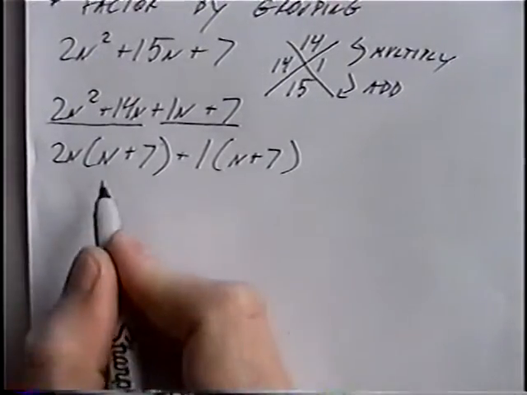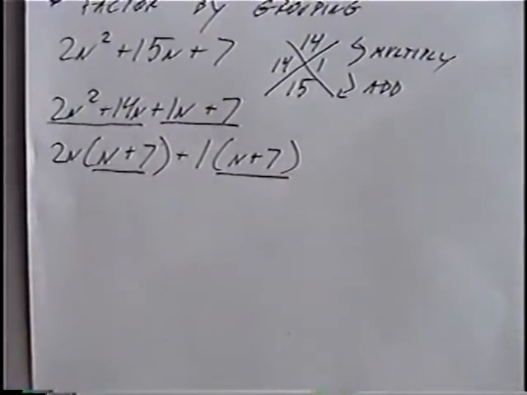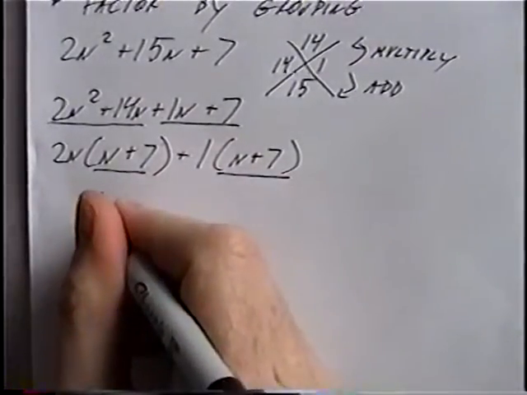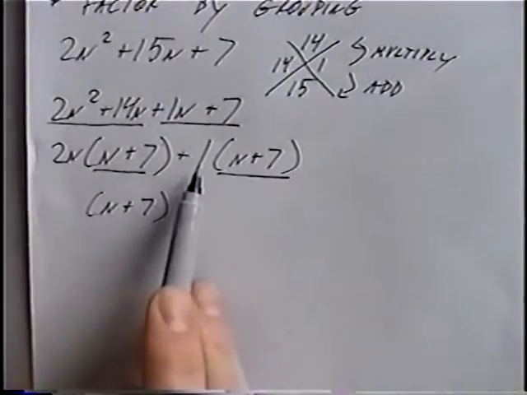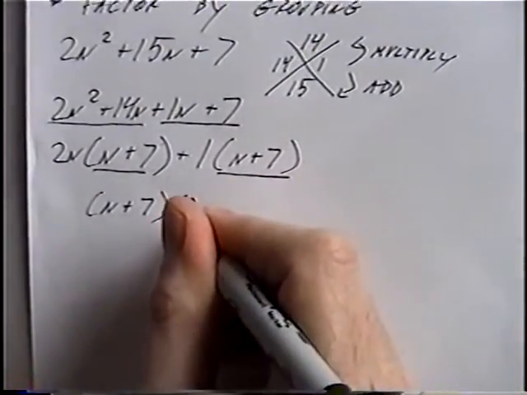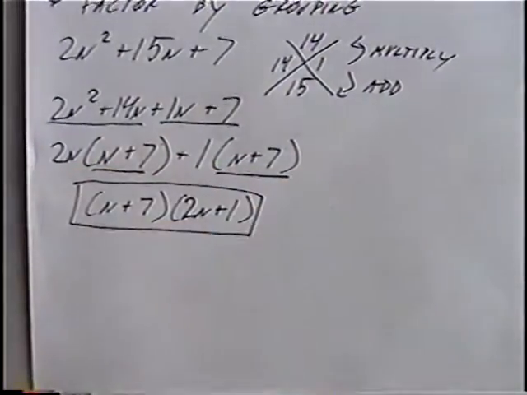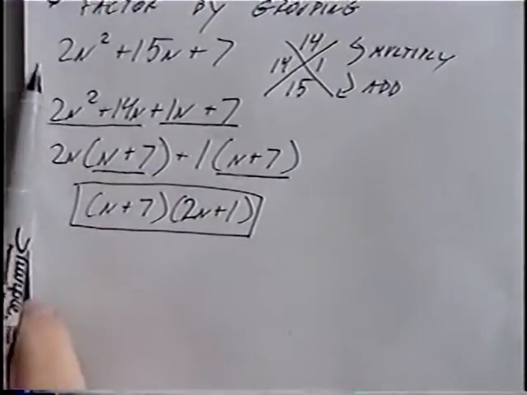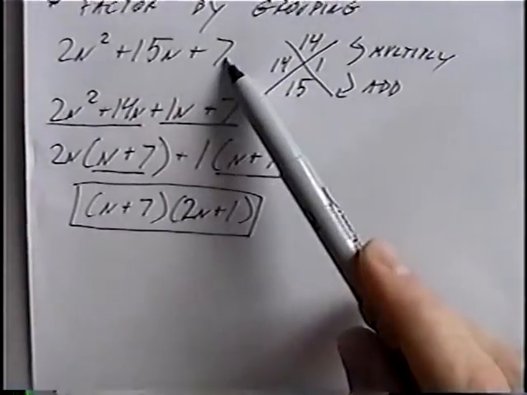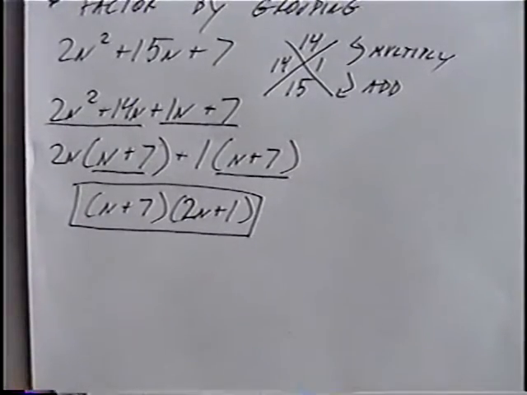Keep in mind from the previous section, both parentheses must match. If they don't match, you have to go back and check your work. If they do match, that's your first answer, n plus 7. And your second parentheses is what's on the outside, 2n plus 1. So your final answer for factoring 2n squared plus 15n plus 7 would be n plus 7 and 2n plus 1.